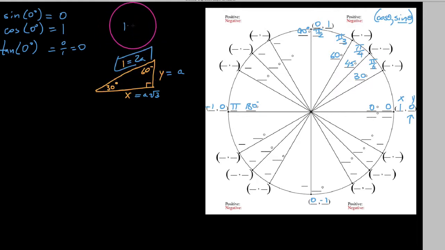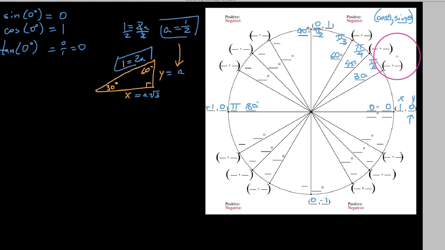We say, well, if 1 is my hypotenuse and that's equal to 2a, if we were to divide both sides of this by 2. It's not important that you remember how I'm getting these, just that I get them here. We say that a would be a half. And so what this means is that our y value here is actually equal to a half. Okay, we say, well, then what would my x value be equal to?